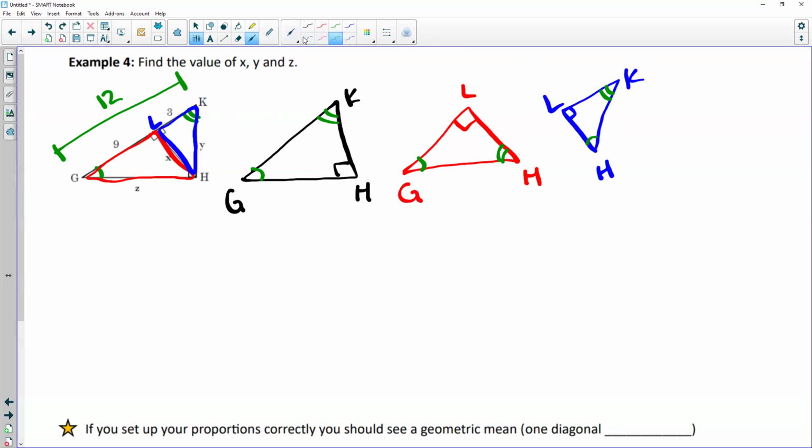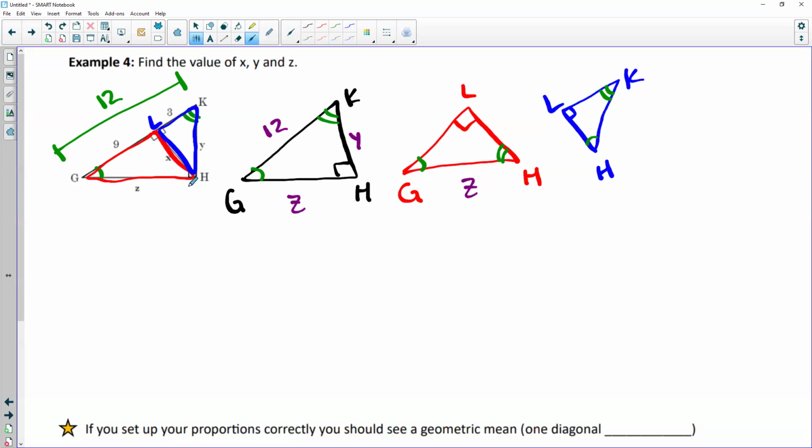And so now we'll go through that process of labeling all of our sides, right? If I look at G to H, that is labeled as Z. H to K is labeled as Y. And then G to K, which is the entire length of the hypotenuse, we found out earlier that that length would be 12. Next, let's take a look at the red triangle. In the red triangle, I know that the bottom side is Z.